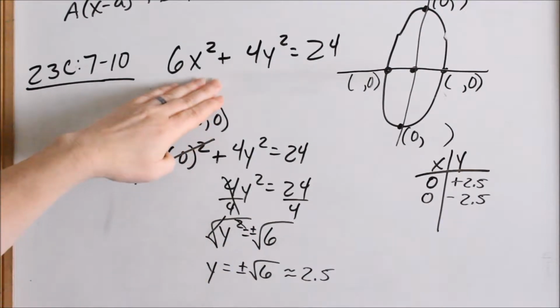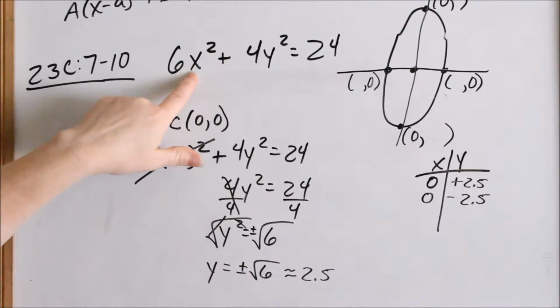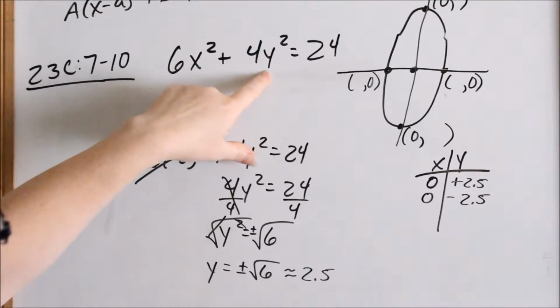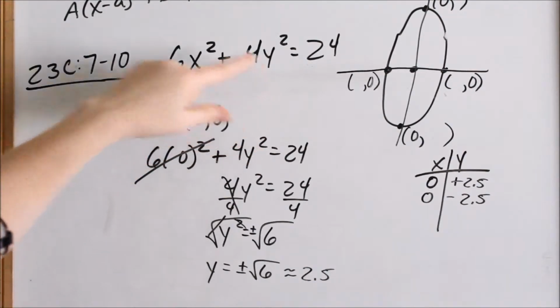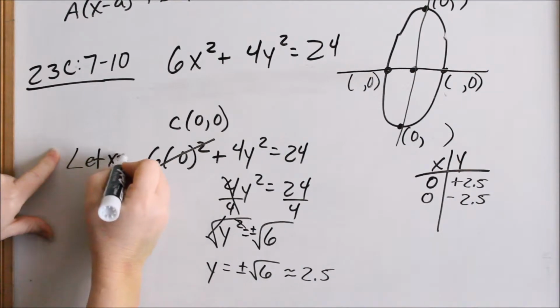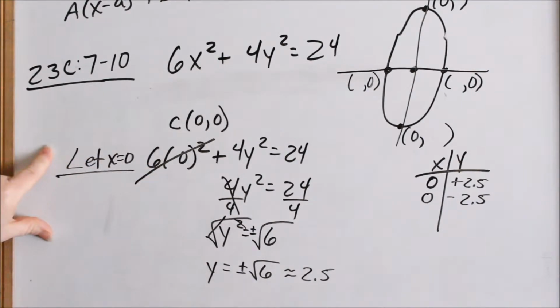Now let's go back to the original problem. The first thing we said was let's let that term go away. Now let's let this term go away. How do we get this term to go away? Y has to be 0. Okay? So in the very first step, I should write here, let's let x equal 0. Okay, that's what we did.